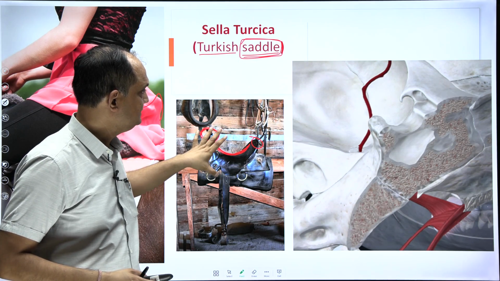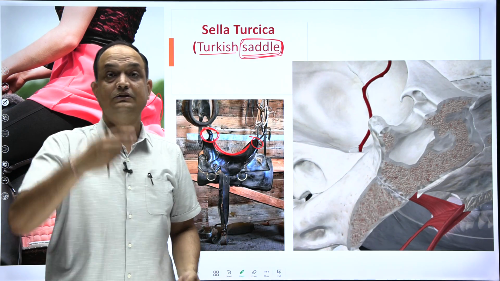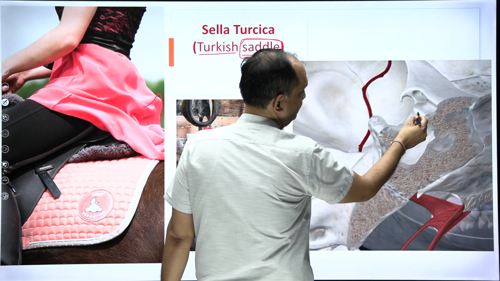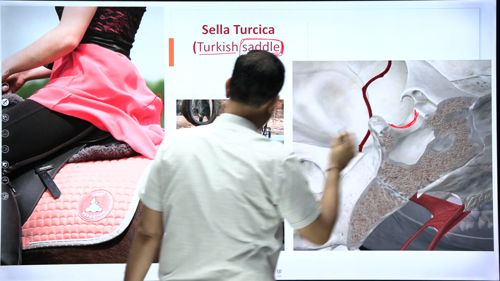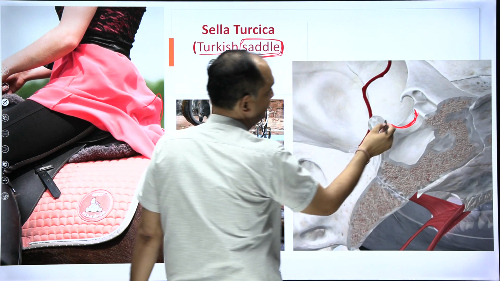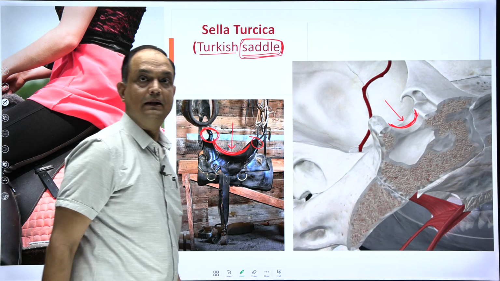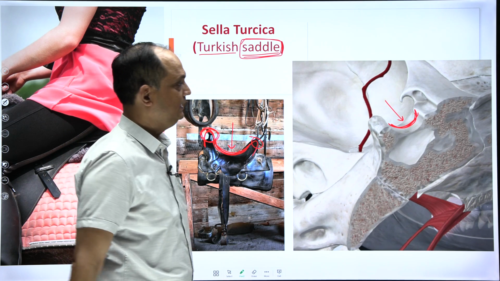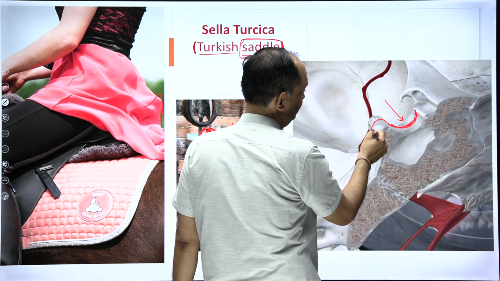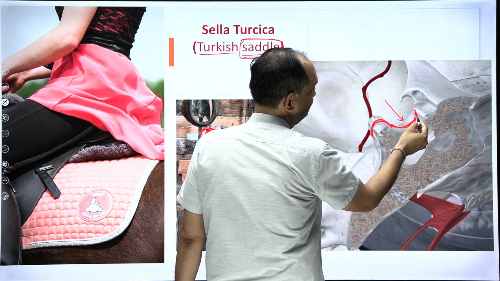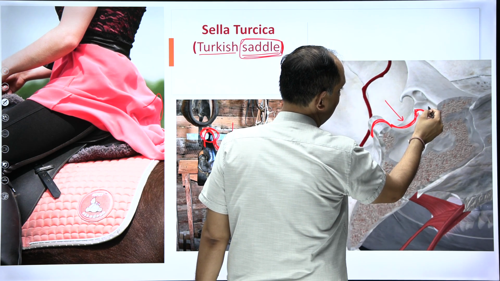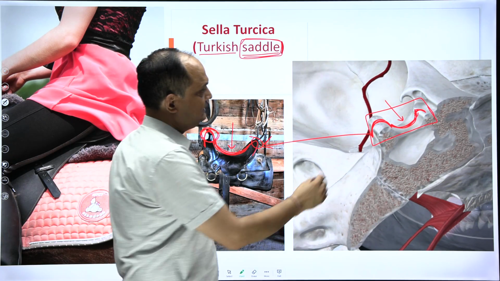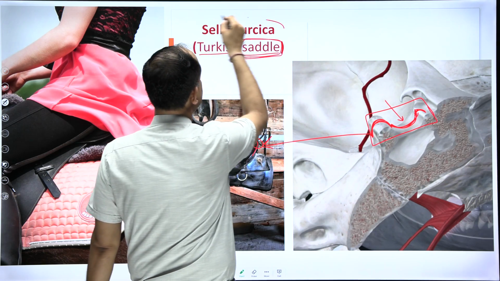Now the same appearance is visible in this section. If you sagittally cut the bone, you are able to see this depression in the midline. This depression accommodates the pituitary gland. Clear? Then there are two projections, one more prominent, one less prominent. This one is prominent, which is the posterior part, and this is the anterior part. So this whole area resembles this structure, and the single word we use for it is Sella Turcica.